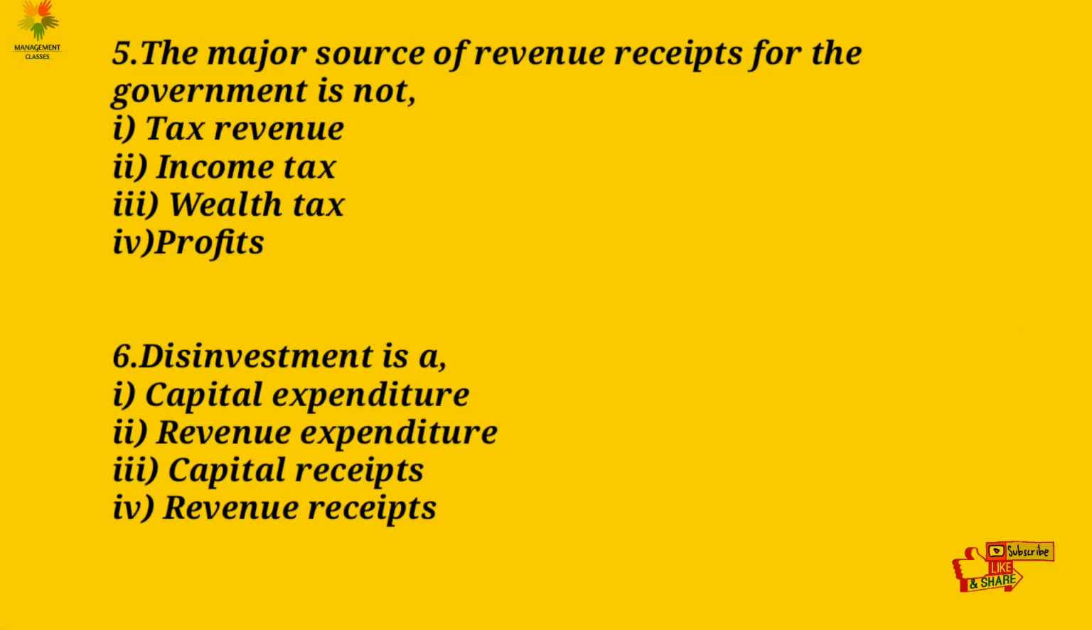Next question is: the major source of revenue receipt for the government is not tax revenue, income tax, wealth tax, or profits. So the answer will be option number 4, profits, and the rest are the sources of revenue receipts. Next, disinvestment is capital expenditure, revenue expenditure, capital receipt, or revenue receipt. Answer will be option number 3, capital receipts.